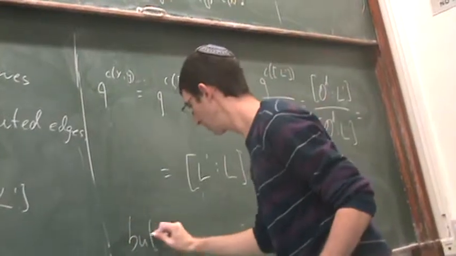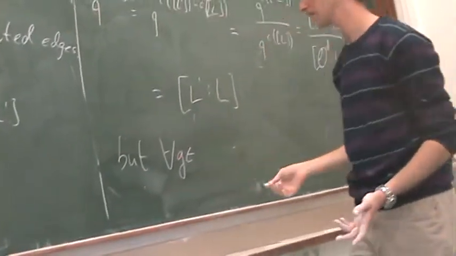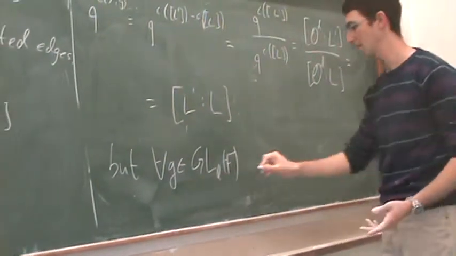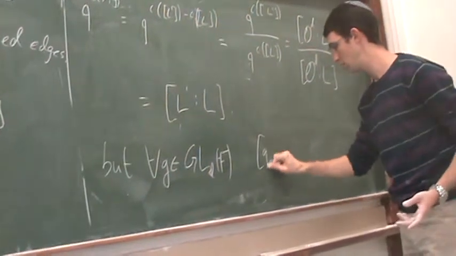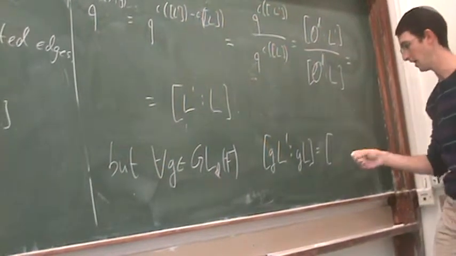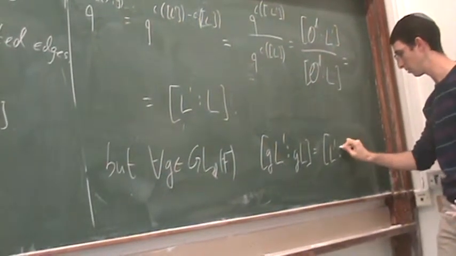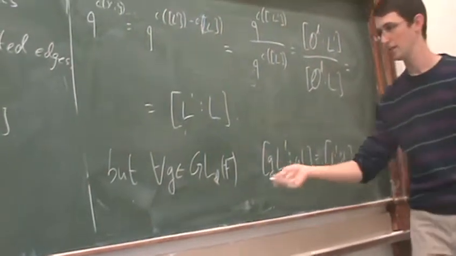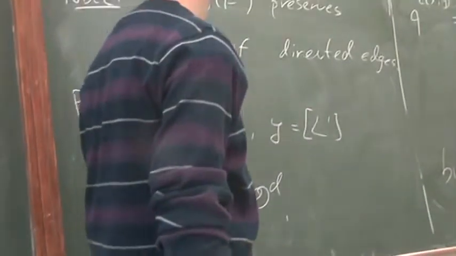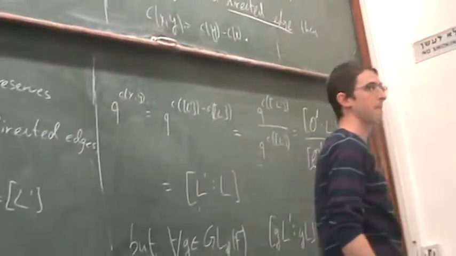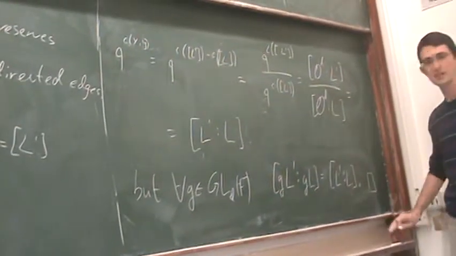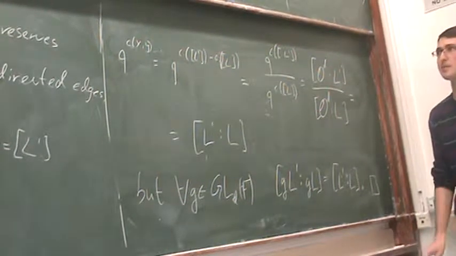But for all g in GL_d(F), or PGL_d, it doesn't matter, gL prime over gL is the same as L prime over L. So the action of PGL_d on these does not change the color of the directed edge. Is this clear? I did it somewhat quickly since we're almost out of time.